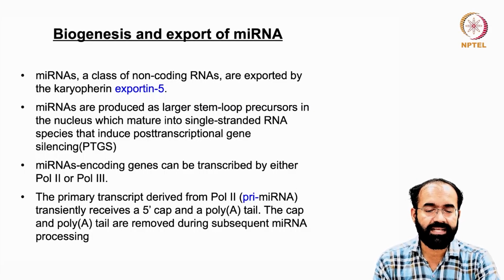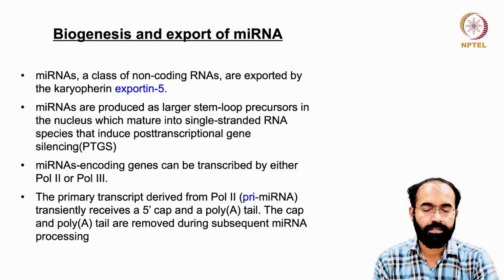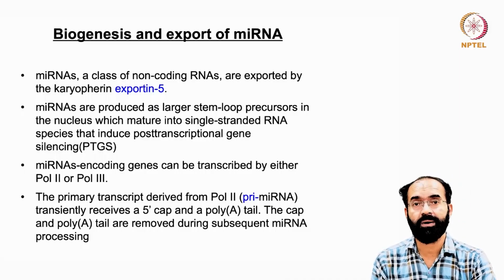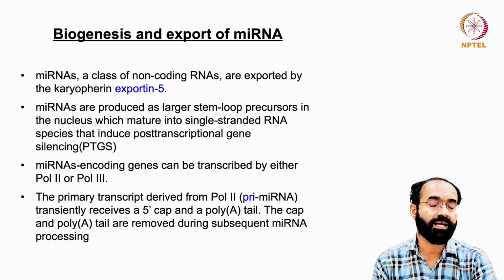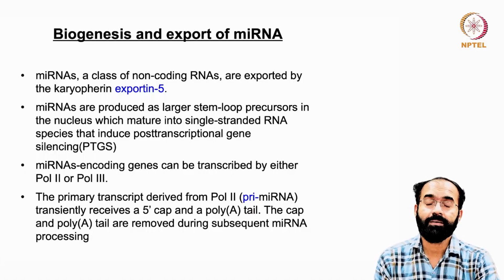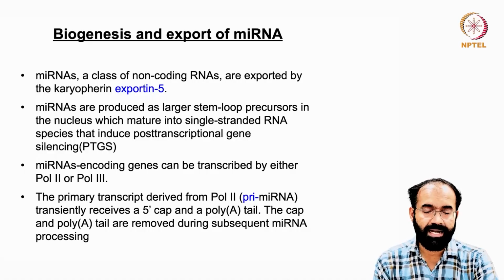MicroRNA encoding genes can be transcribed by either Pol 2 or Pol 3. We will see them in detail, because a microRNA can be embedded inside the intron of an mRNA. In that situation, the microRNA transcription is regulated by RNA polymerase 2. Whereas some microRNAs can have their own promoter, their own genes. So that transcription is by polymerase 3.